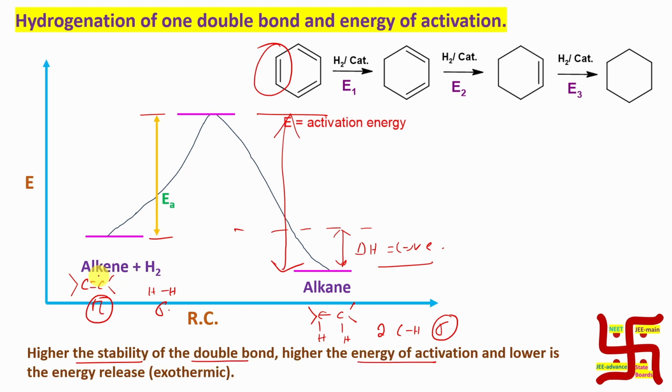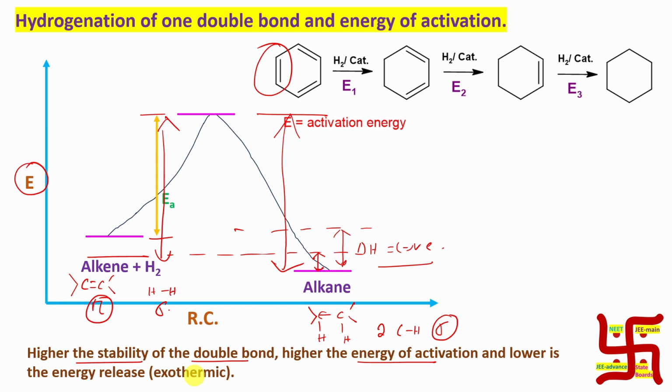And remember the statement: the higher the stability of the double bond, the higher the energy of activation. Why? If your alkene is stable, meaning lower in energy, then obviously the alkene energy will be lower because this is the energy axis. So obviously the energy of activation is expected to be higher. In this case you may think, sir, the energy release right now, meaning delta G, will be less, meaning it is less exothermic. Okay, this is the main concept.